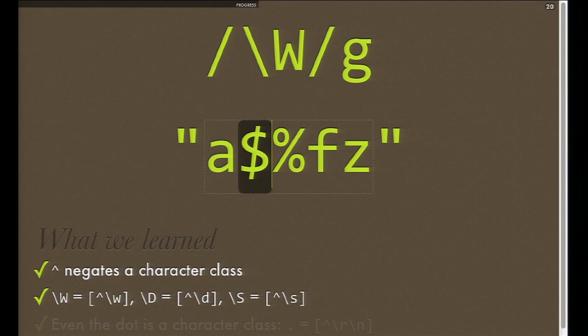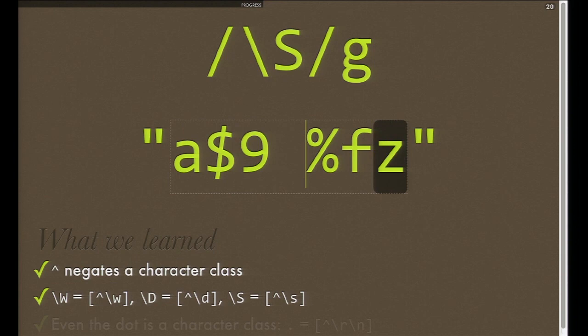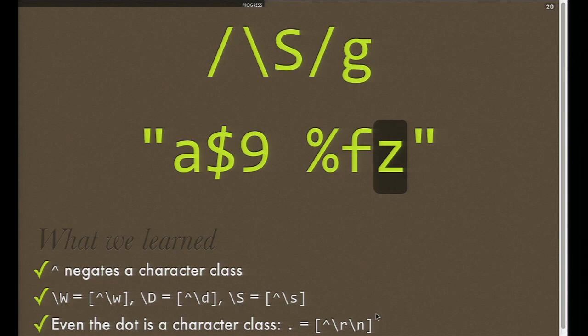Similarly, the negated version of the digit is the capital D. That matches anything except digits. So it will match every character of this string except the digit. And the negated version of whitespace, that will match anything that's not whitespace. An interesting fact is that even the dot itself is a character class. It's basically this negated character class.